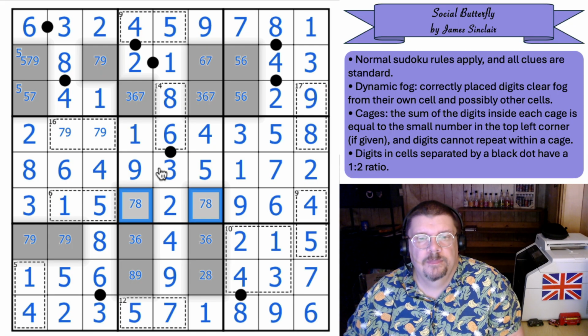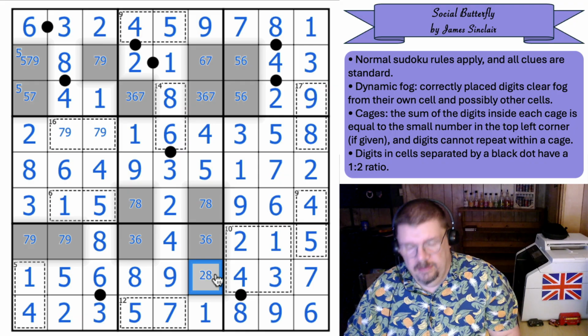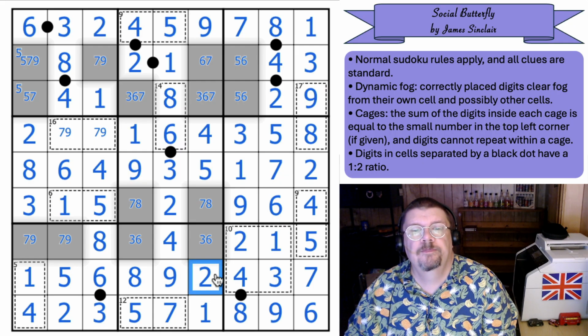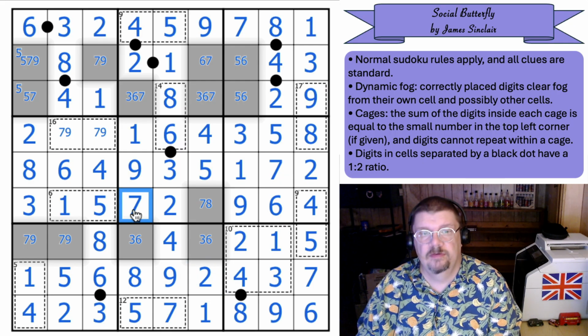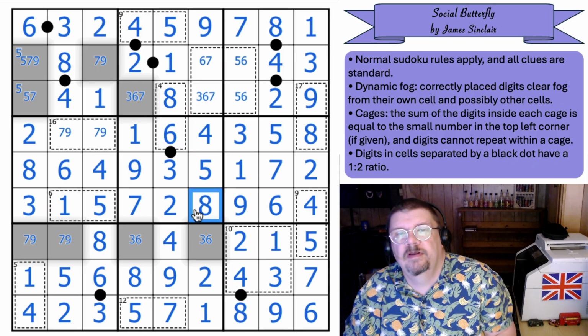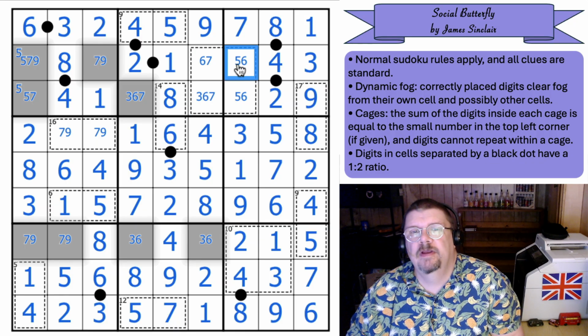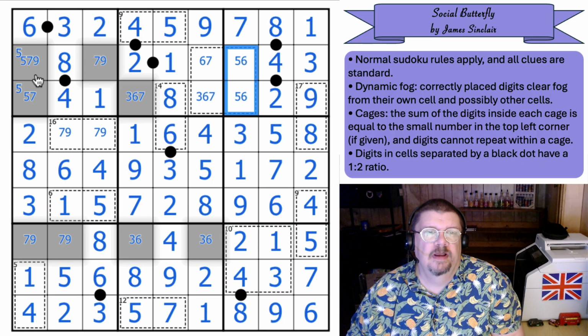Okay. This 9 is making that an 8, and that a 2. That 8 makes this 7, this 8. That completes our final box. And although it has no number in the corner, digits cannot repeat within a cage. I meant final cage. Well, probably final cage. There could be another one over here, but I doubt it.